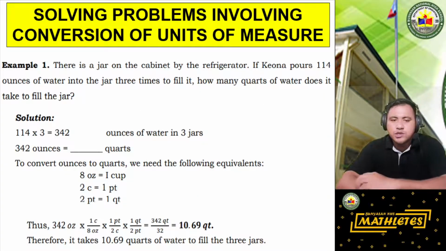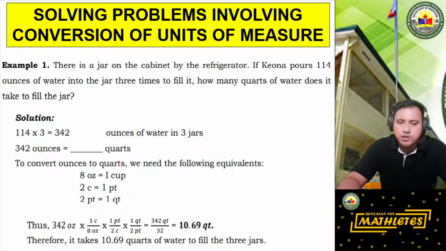Now, let's move to solving problems involving conversion of units of measure. Okay. Example number 1. There is a jar on a cabinet by the refrigerator. If Kiwana pours 114 ounces of water into the jar 3 times to fill it, how many quarts of water does it take to fill the jar? Okay. So the question is, how many quarts of water does it take to fill the jar?